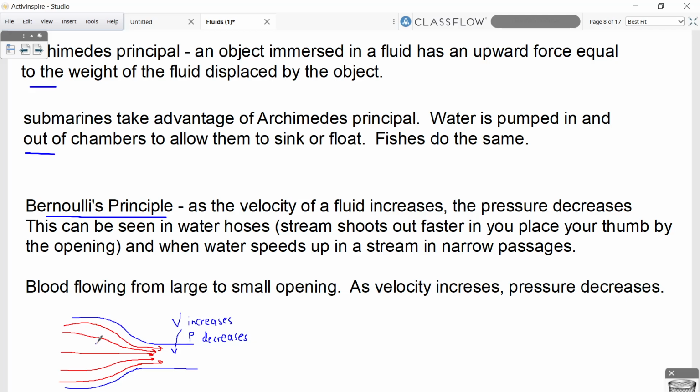It can be anything. It can be veins, arteries, and so on. So here, this is supposed to be velocity, okay? Don't confuse it with volume. So as velocity increases, the pressure is going to decrease, okay? So as it's going faster, the pressure is going to decrease, okay?